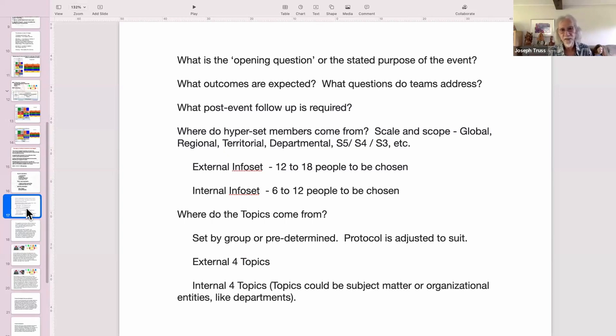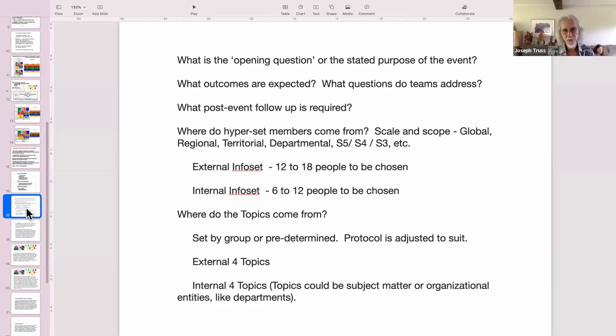The internal info set of 6 to 12 people are what I would describe as the people who will implement the plan, or the project management team. So they're taking information from more people than themselves, but they then have to collapse that down into workable goals and plans. Where do the topics come from?